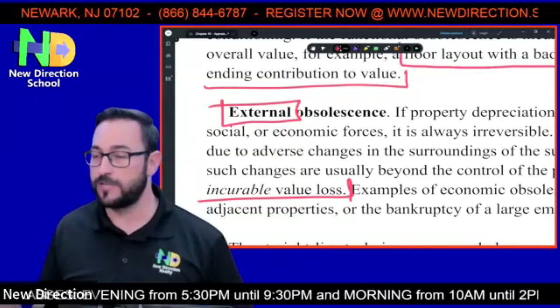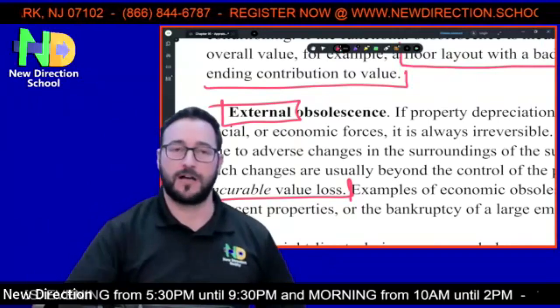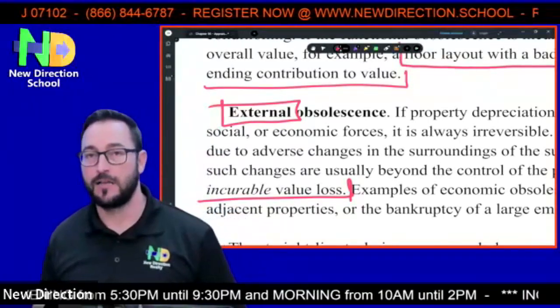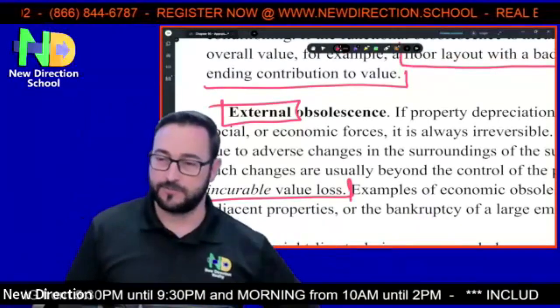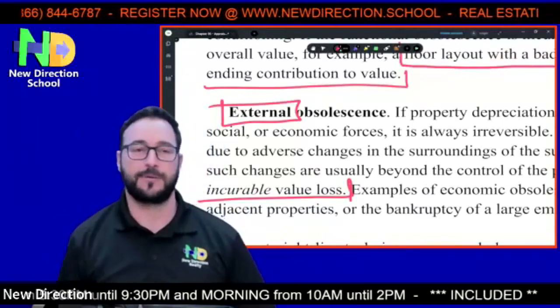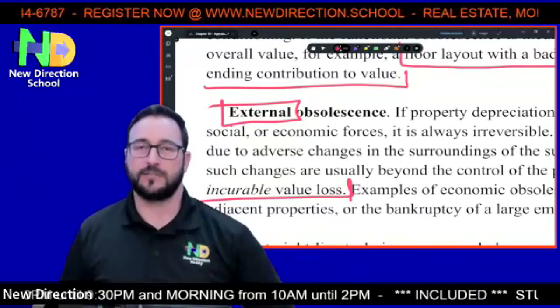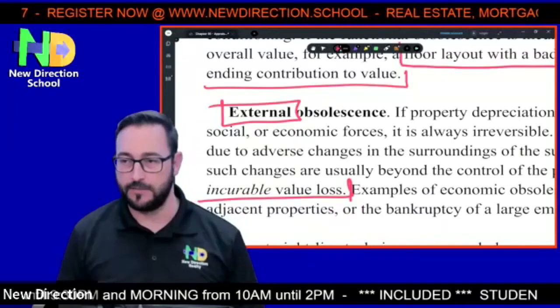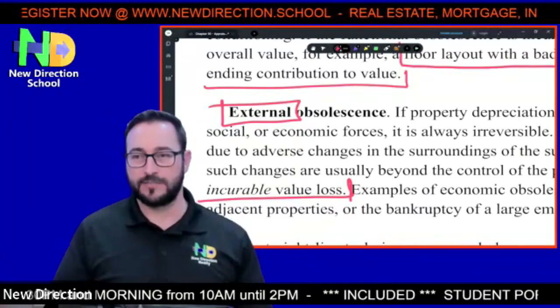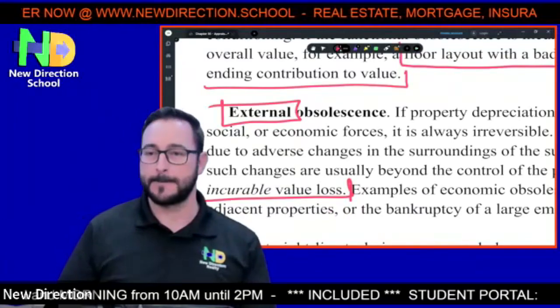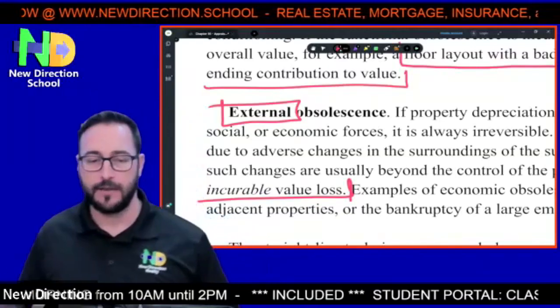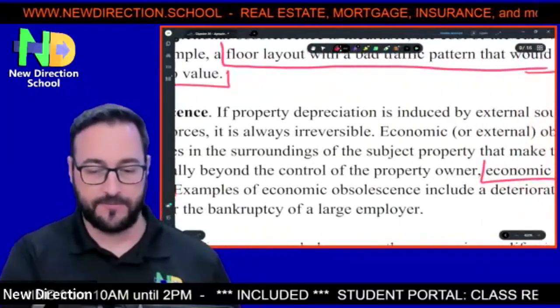So sometimes the question could be, oh, all of these are examples of external obsolescence except, right? And they talked about the gas station down the street. They'll talk about McDonald's. They'll talk about the school, and then they'll talk about the oil tank in your backyard. Which one of these is not an external obsolescence? Oil tank.